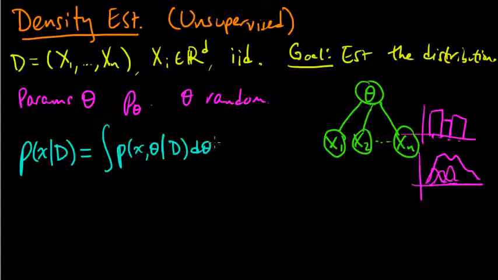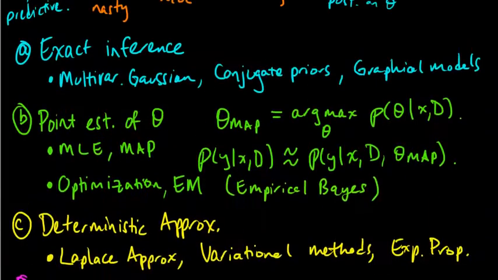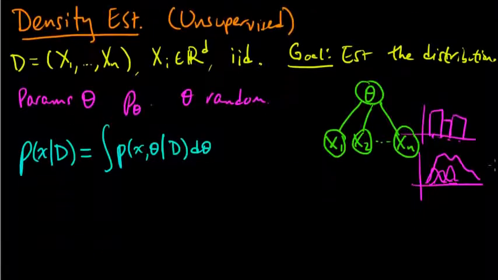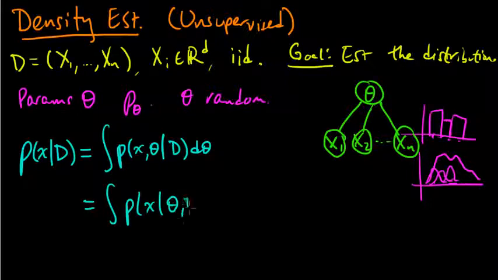And now this is looking a lot like before in the supervised setup. Remember we had this thing, except now the x is on the other side and there's no y. And we remember we conditioned on the theta, so let's do that again. So let's write this as p of x given theta and d times p of theta given d.